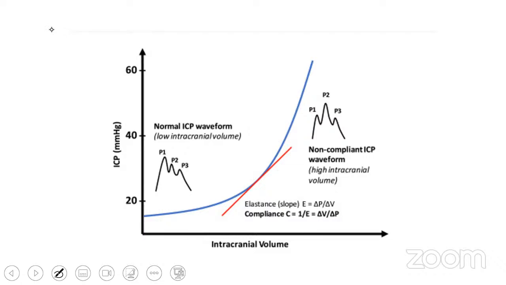You can see the normal ICP waveforms, at the lower pressure, that is P1, P2, and P3. And as the compliance is decreased, with high intracranial volume, that mass value more than 30 centimeters, you can see the morphology of the wave has changed, and the P2 has become peaked here.